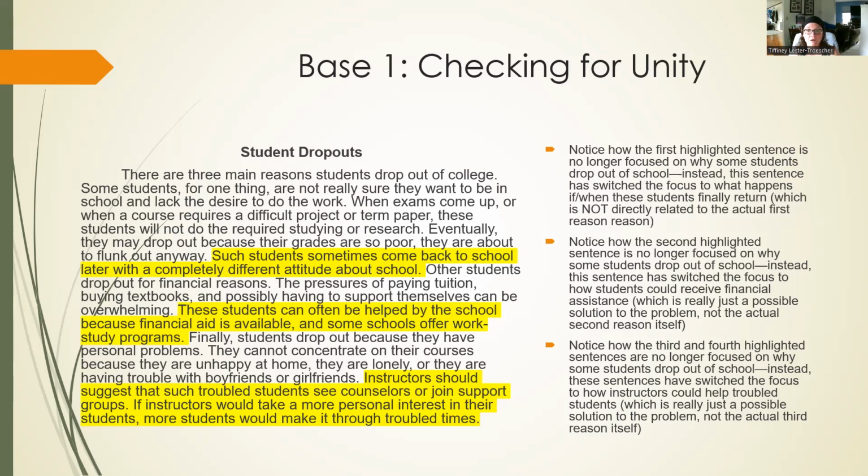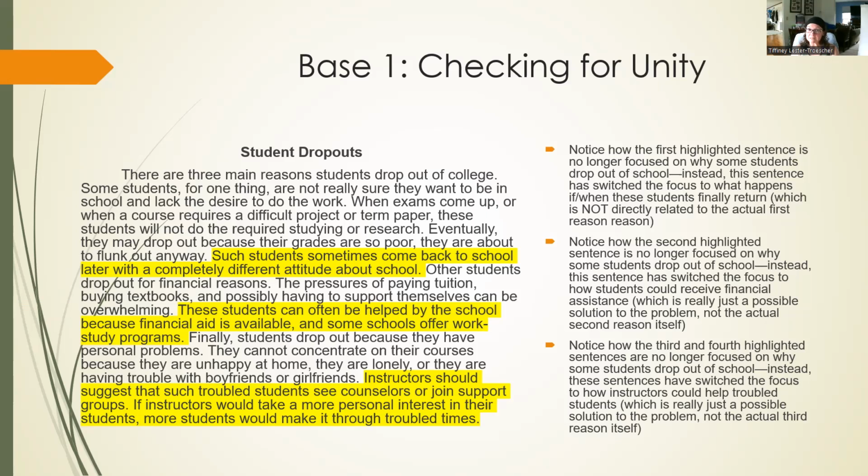So what happens if you come across this in your own writing? What should this student do? Well, it kind of depends on the assignment, the purpose of writing the paragraph in the first place. The easy thing would be to simply remove these sentences and allow the paragraph to just focus on the 3 main reasons why students drop out.